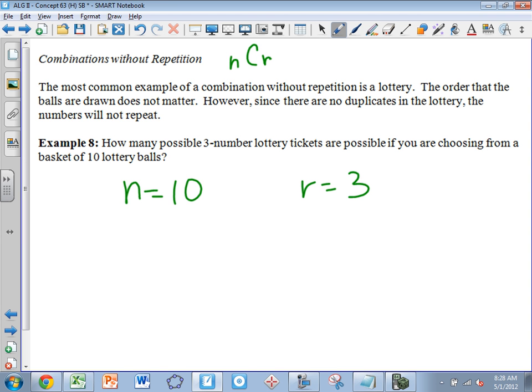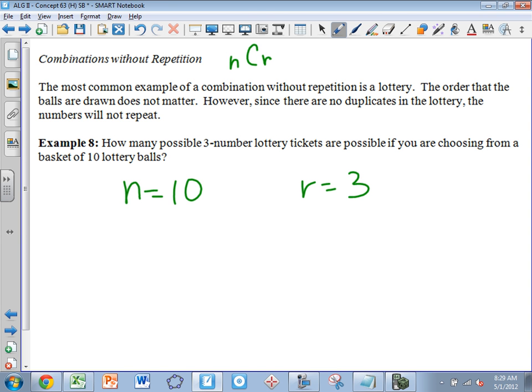Before, we had 3 slots to fill, 3 ice cream choices to pick out of 10 choices. And you could repeat in that problem. Now we can't repeat. Are we going to have fewer or more possible outcomes? Fewer. Why?